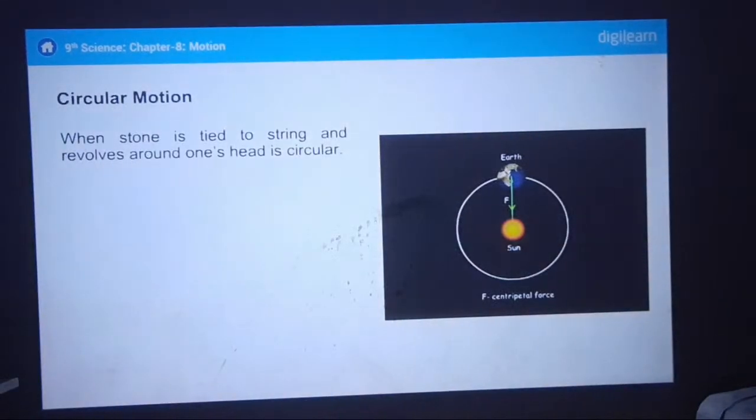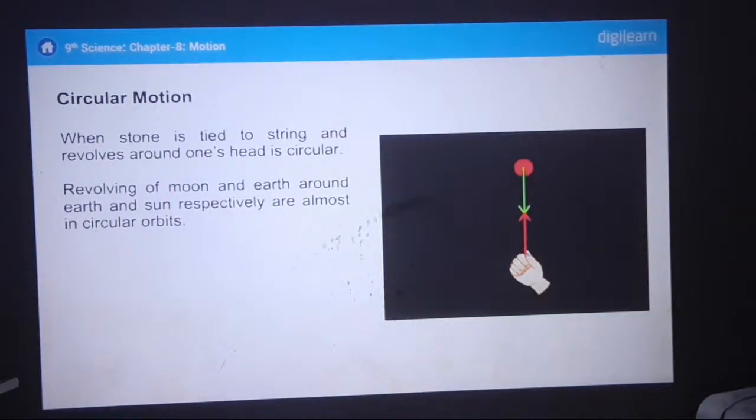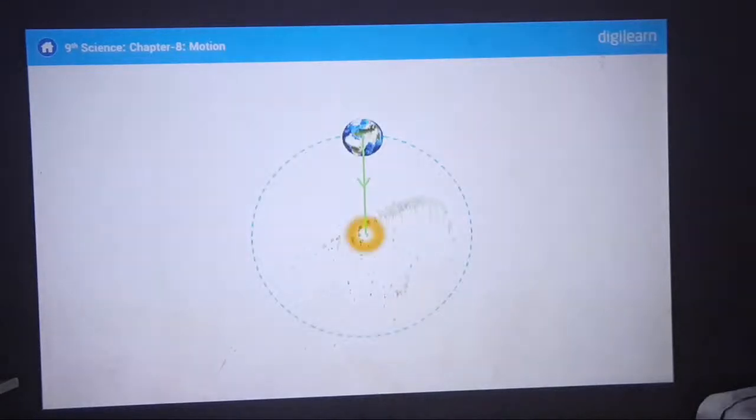When a stone is tied to a string and revolved around one's head, it moves in a circle. The revolving of the moon around the earth and the earth around the sun are almost in circular orbits. Illustration of centripetal force. Earth moves in a nearly circular path around the Sun. The gravitational pull exerted by the Sun on Earth provides the necessary centripetal force.